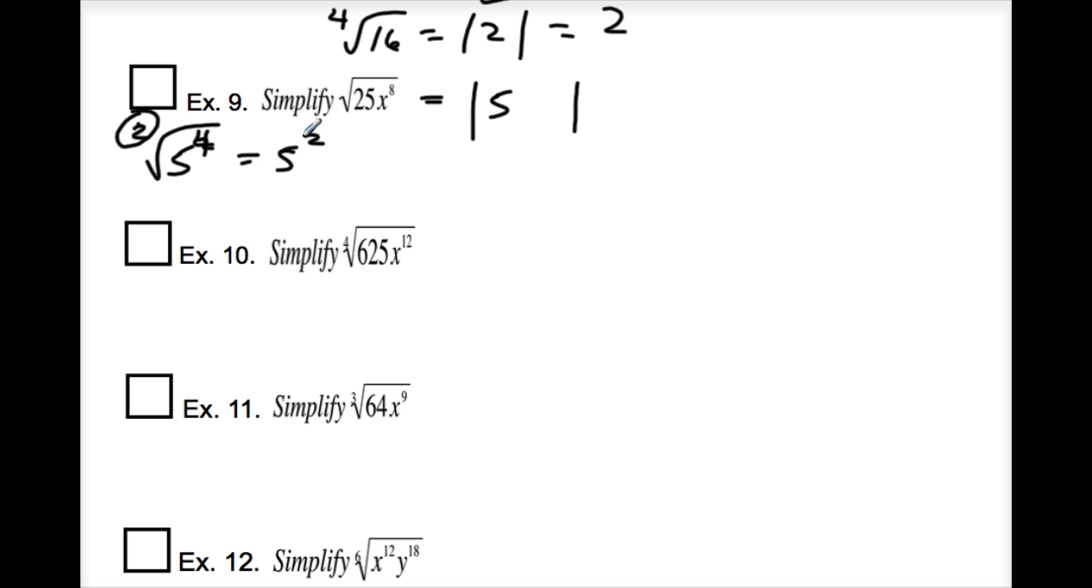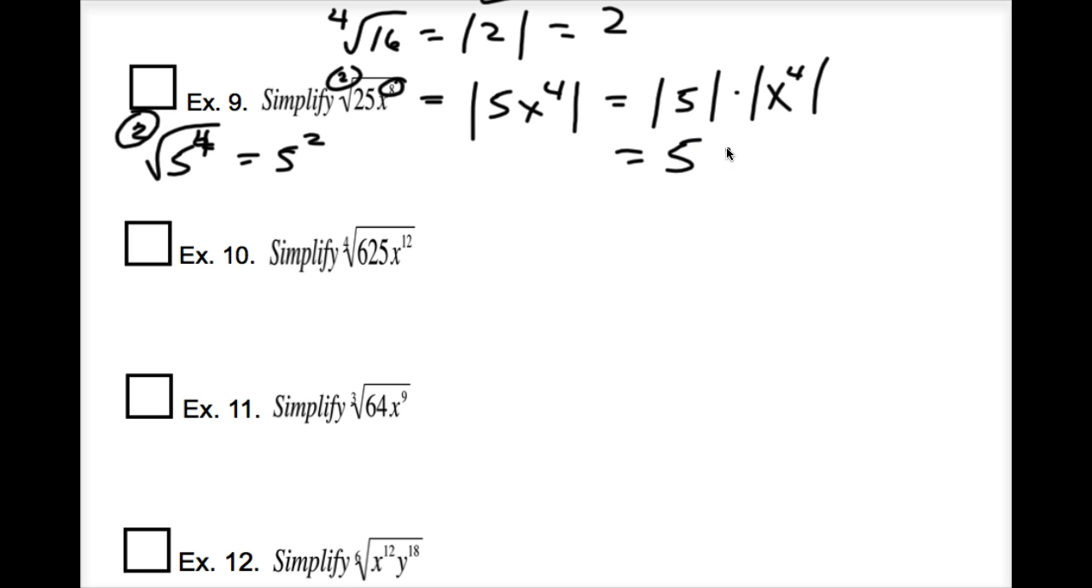So up here it's square root, I can pretend there's a 2 here. I'm going to do 8 divided by 2, because they come out in pairs. If I have 8 x's, that means I have 4 pairs. Now you can split absolute values up into pieces. You can do the absolute value of 5 and the absolute value of x to the 4th. Well, the absolute value of 5 is 5.